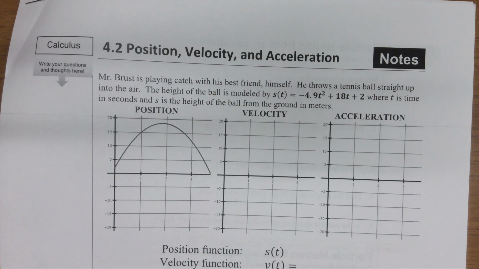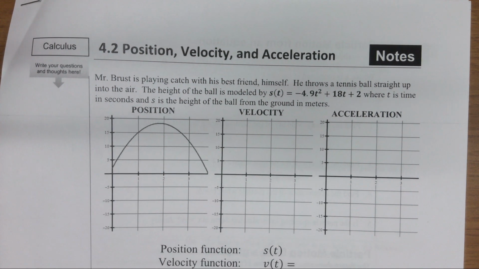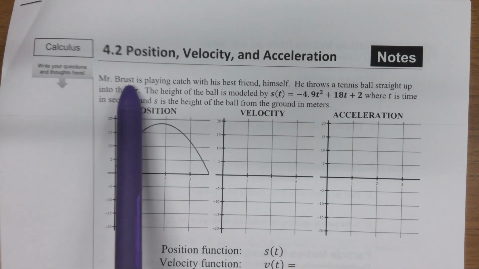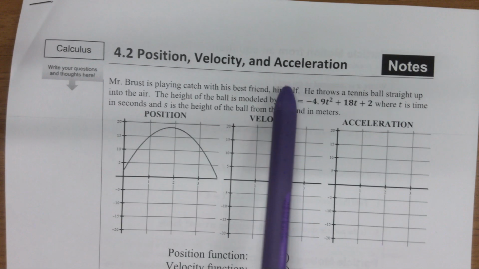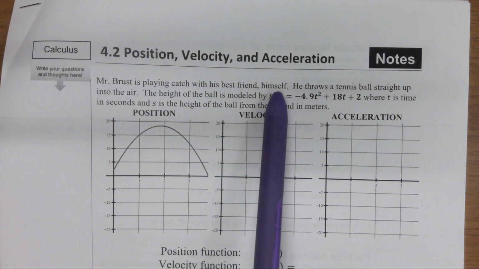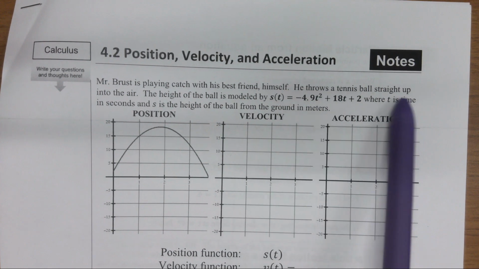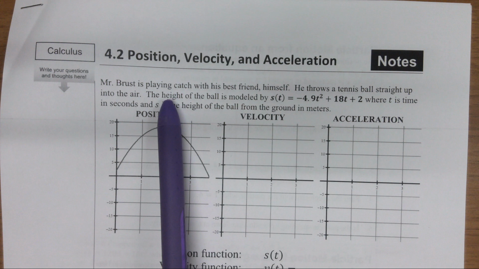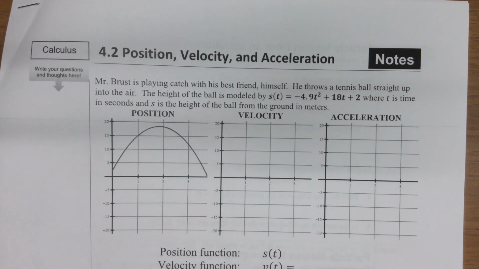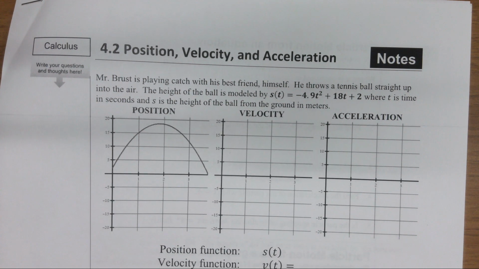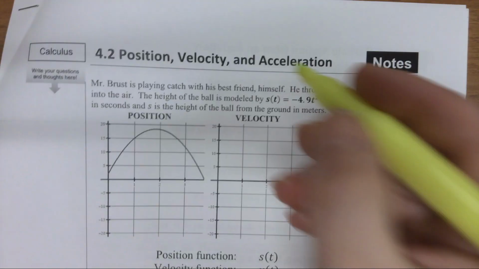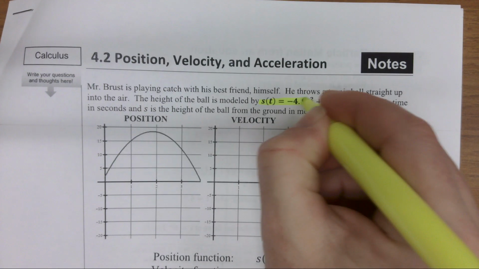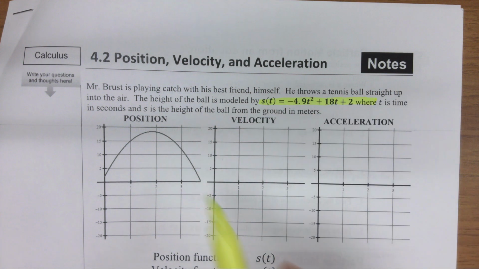One, we're given actually both equations and graphs. So Mr. Brust is playing catch with his best friend, himself. He throws a tennis ball straight up in the air. The height of the ball is modeled by this. All right, this is a position. And I just want to point out that position curve they graph for you below.